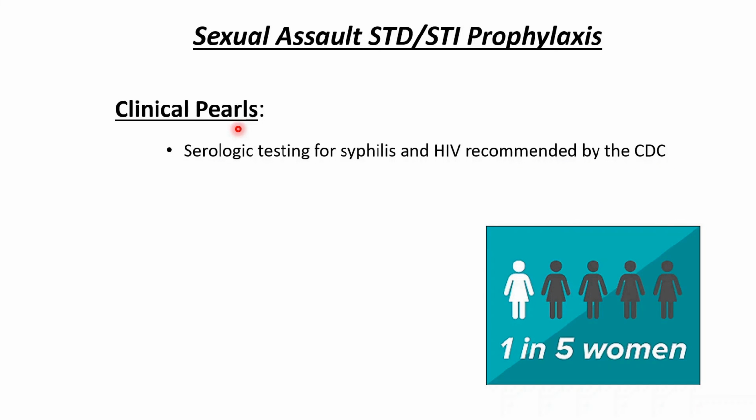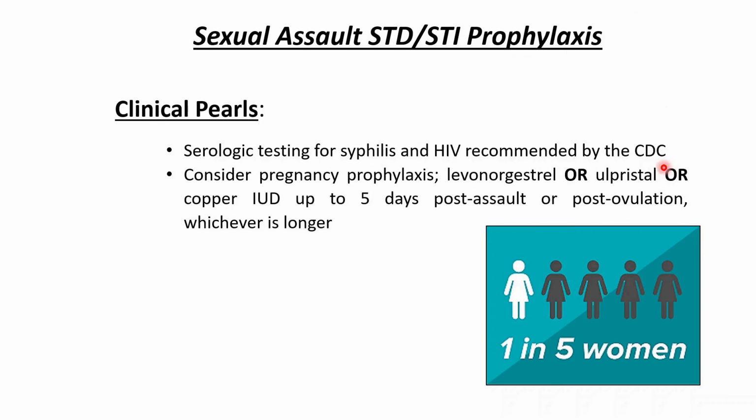Some clinical pearls regarding sexual assault STD, STI prophylaxis. Serologic testing for syphilis and HIV is recommended by the CDC. Consider pregnancy prophylaxis, levonorgestrel or ulipristal, or copper IUD up to 5 days post-assault or post-ovulation, whichever is longer. Also, consider tetanus prophylaxis.